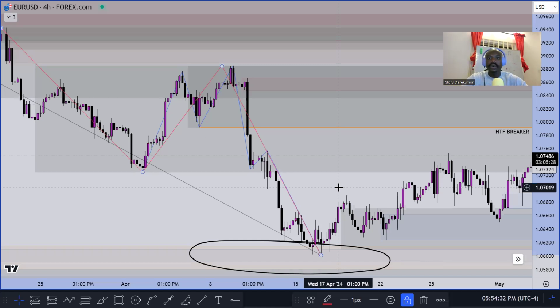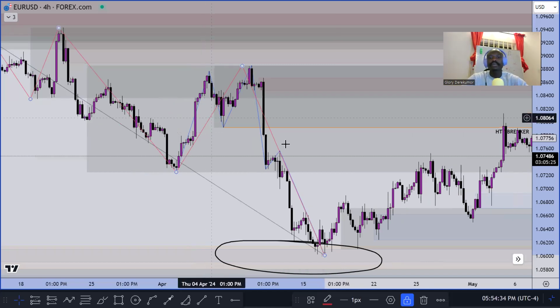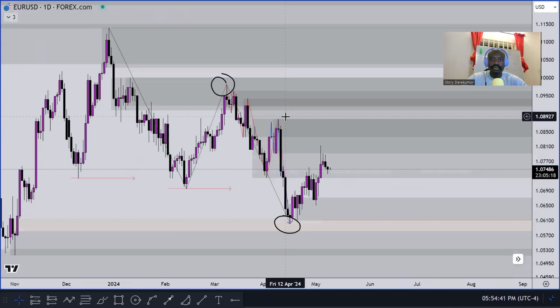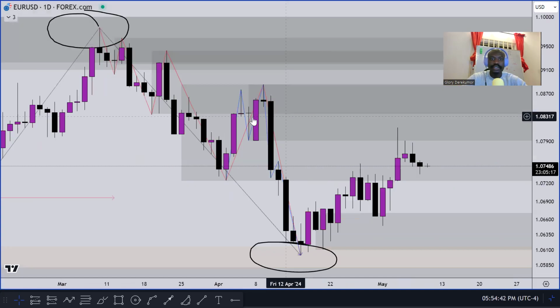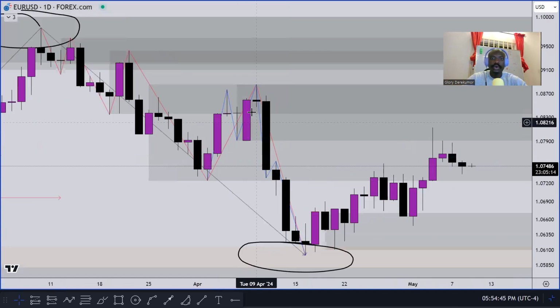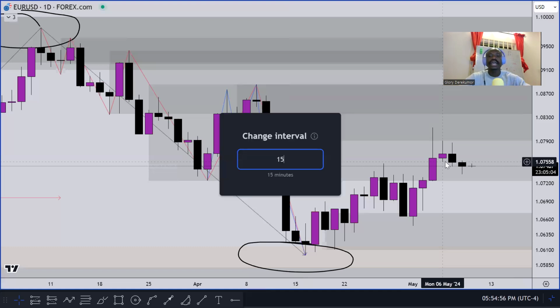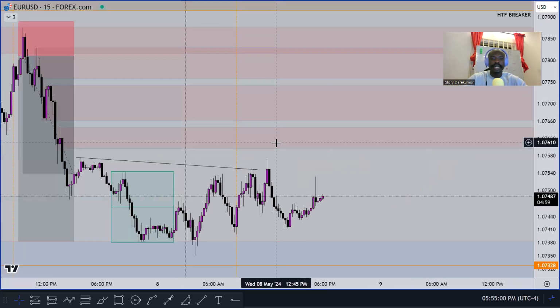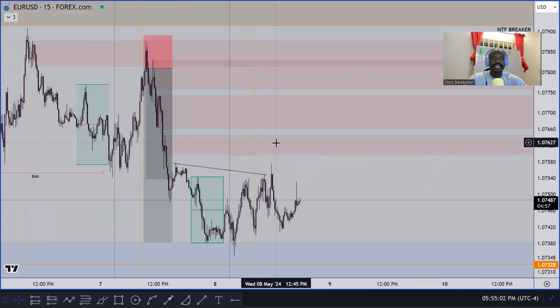Now, this breaker level here is coming from the internal structure, but at the same time, on the daily time frame, that breaker level there is also a daily order block or a daily supply level. So definitely, I'm expecting the market to pull back to this level here, waiting for confirmation before I get into that trade. So now, let me take you to the 15-minute time frame. Let's see the behavior of the market when the market reached that breaker level.